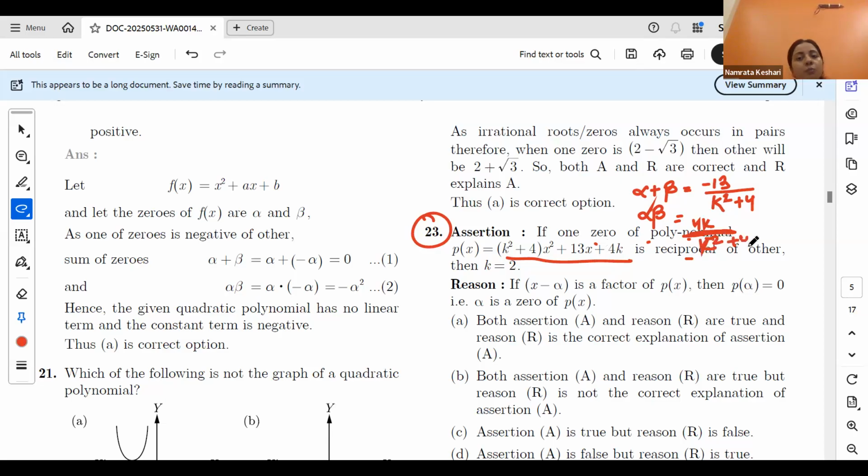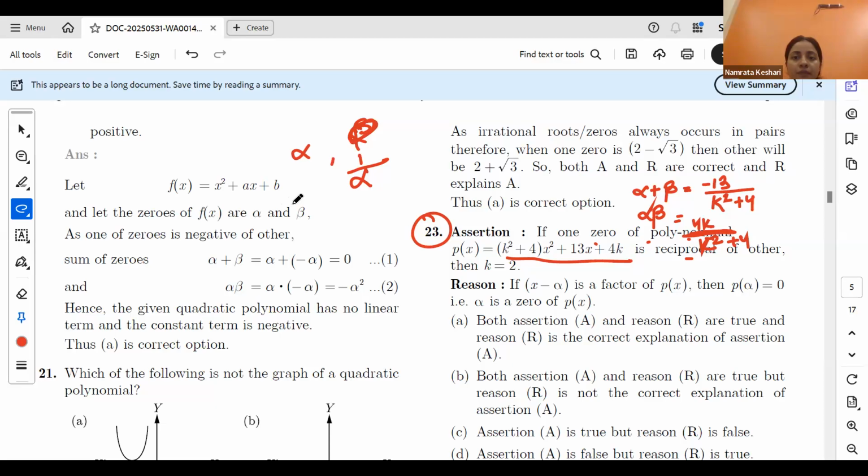We have written the sum and the product of the zeros by using the formula. So far, is it making sense? Yes. Now it says that one zero is the reciprocal of the other. So alpha and beta you have taken, those are not the zeros. One of the zeros is the reciprocal of the other. So if the first one is alpha, the next one will be 1 by alpha, not beta. Getting it?